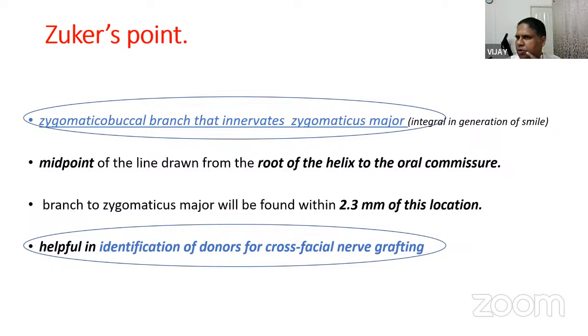This is the root of the helix to the oral commissure. This is the Zuker's point, the midpoint of this line. The branch to the zygomaticus major will be found within 2 to 2.3 mm of this location.